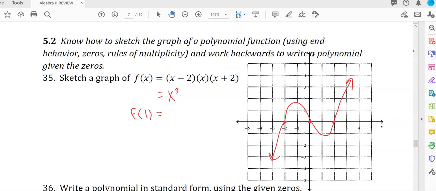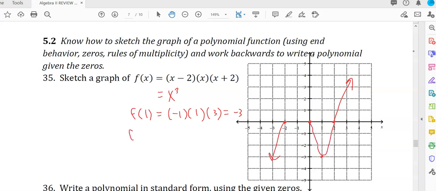The question is how low or how high does it go? So if we plug in 1, I know it'll be 1 minus 2 is negative 1, times 1, times 3, which is negative 3. So now I know 1, negative 3. So I know it goes down to about there.